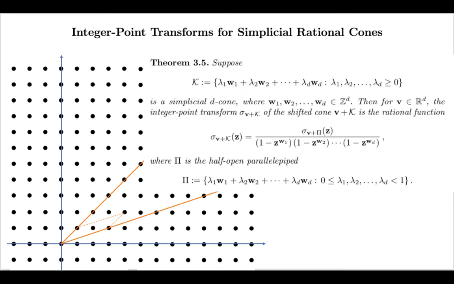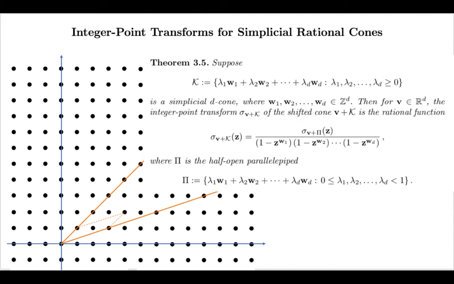Namely, it's a rational function. In the numerator is the integer point transform of the shifted half-open parallelepiped spanned by the generators. We call this Π in this case. So this is again a linear combination of the generators w1 through wd, but now my coefficients are between 0 and 1, 1 not included. We will shift that parallelepiped also by v, and then list the integer points in it as Laurent monomials. So this is the sigma function for v plus Π. And in the denominator we have a product of 1 minus z to each generator.